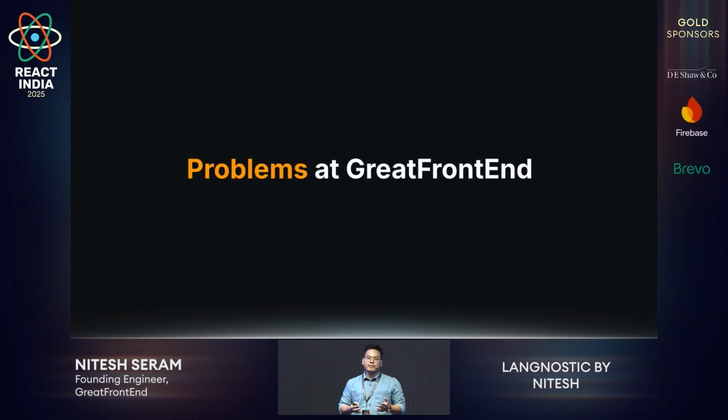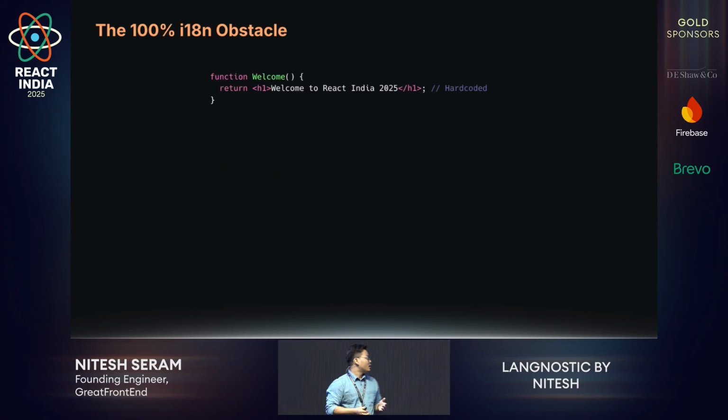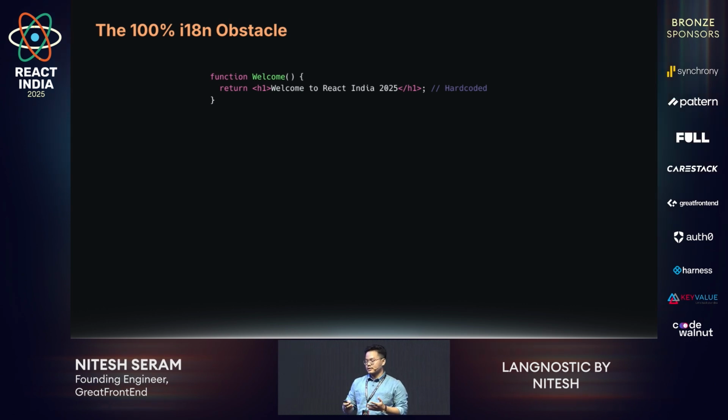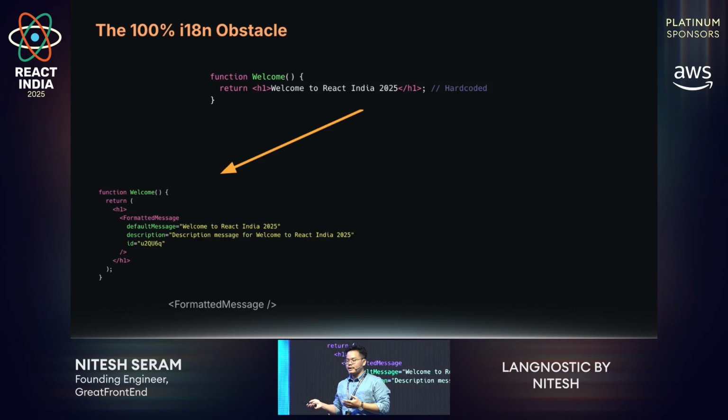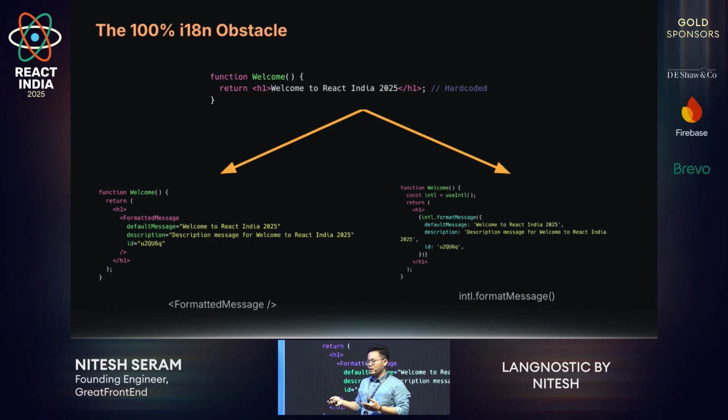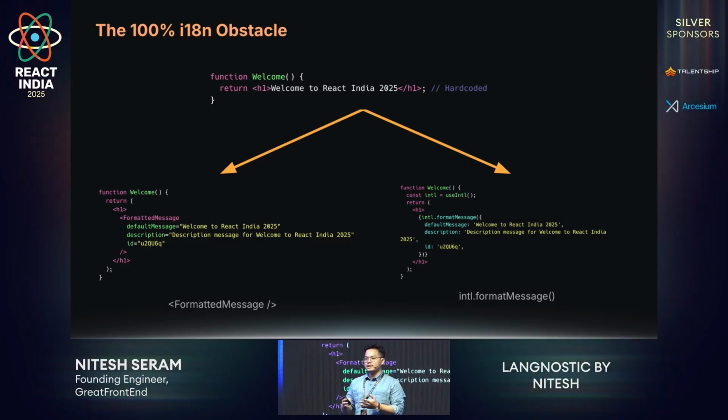So what is the exact problem that we were facing at GreatFrontEnd? The first problem is our app was not 100% internationalizable. We discovered that there were a few hard-coded strings scattered around the app, so we needed to solve this problem first. For a hard-coded string to be internationalizable, you need to wrap those strings in an i18n formatter. Either it has to be wrapped in a FormattedMessage component, or in an intl.formatMessage function.